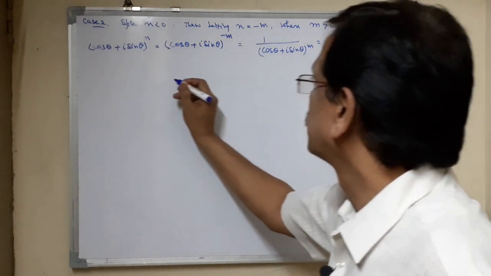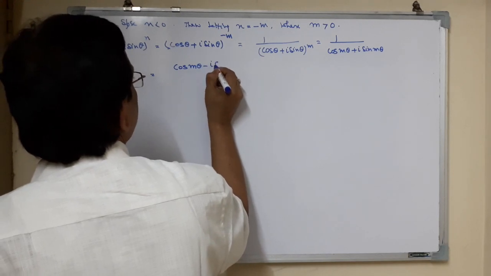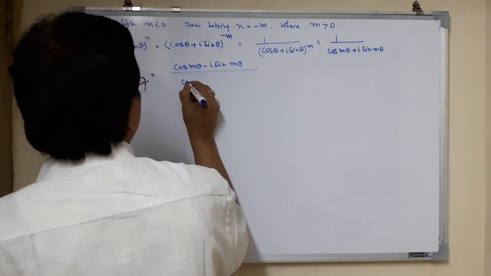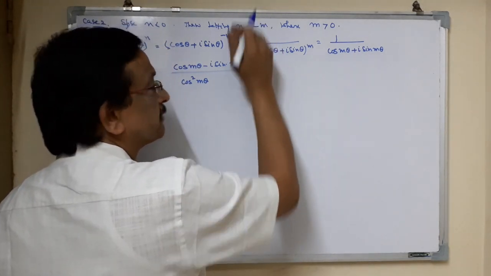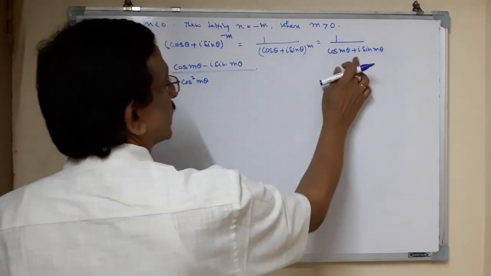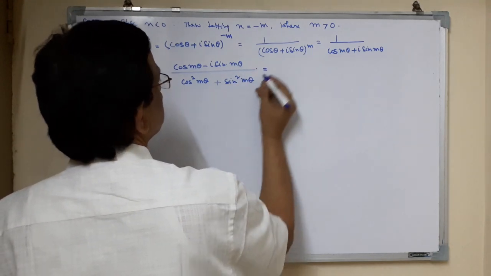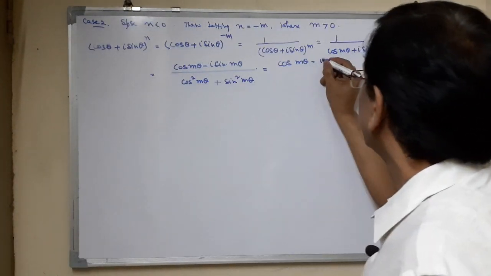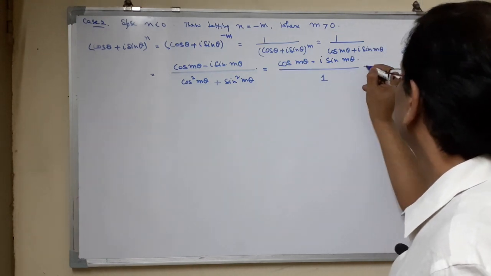Now, rationalize this. Multiply by cos m theta minus i sin m theta, which will become cos square m theta, because I am multiplying by cos m theta minus i sin m theta on both sides, in the numerator as well as the denominator. So I will get cos square m theta plus sin square m theta, which is 1, in the denominator, and cos m theta minus i sin m theta in the numerator, by 1, which is equal to.